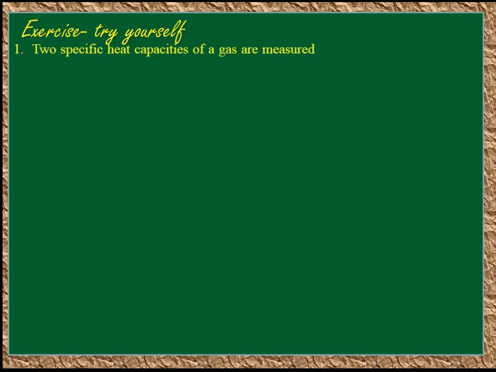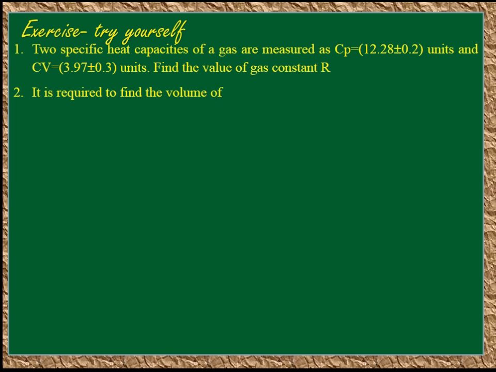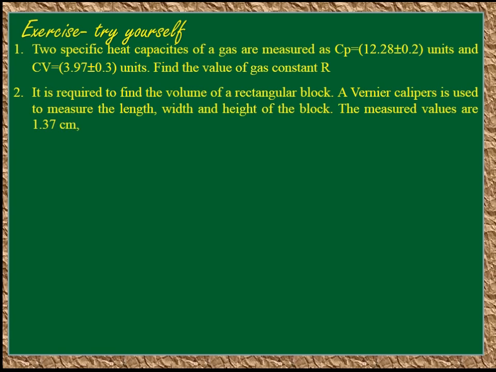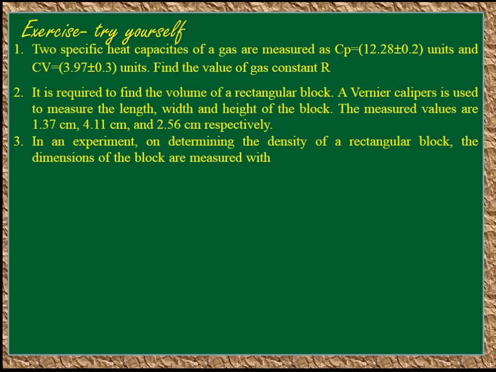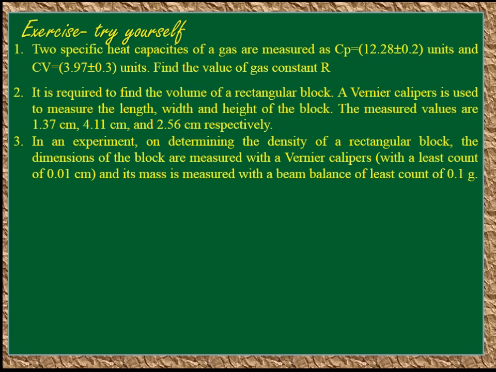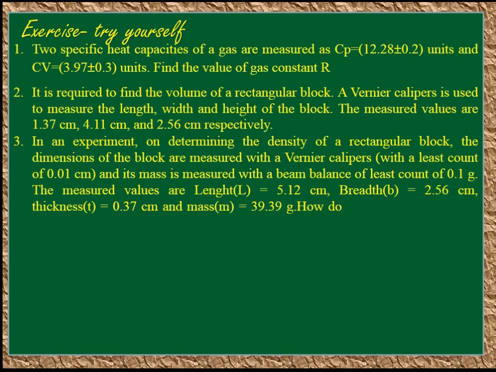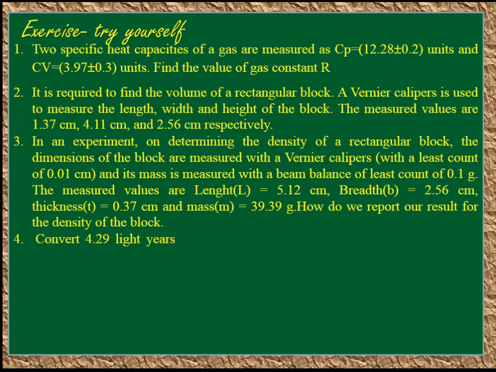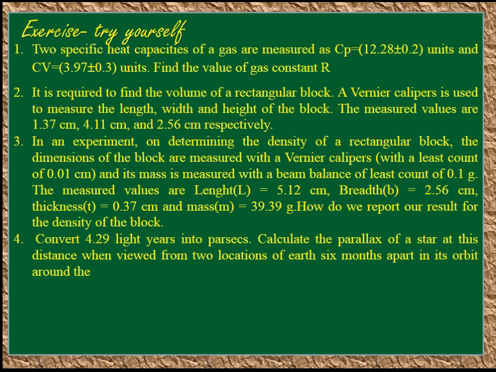So the first one is from error. The second one is also from error with some more insight. Then the third one is from error. Then this is the conversion of one unit to another unit. Orbital radius of Mars, this one is also conversion of one unit to another. Some more questions are there. Physical quantity, that is from error.